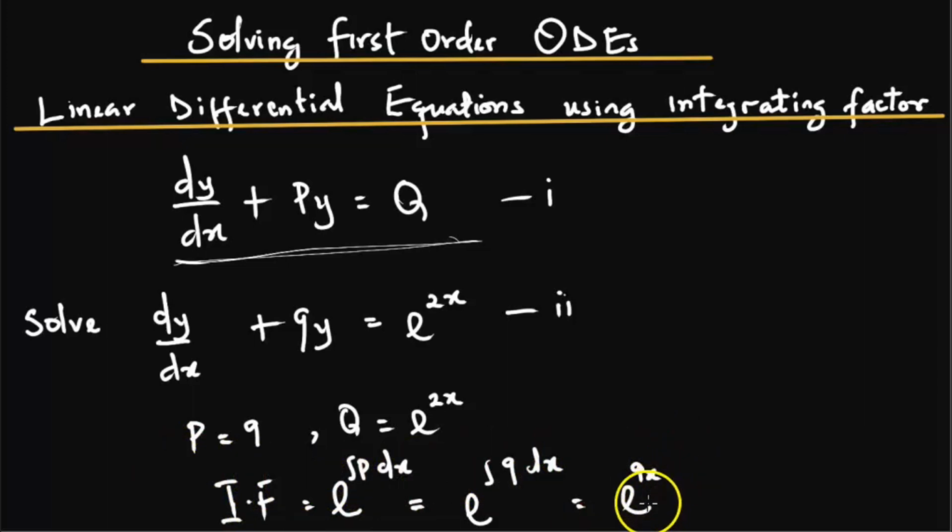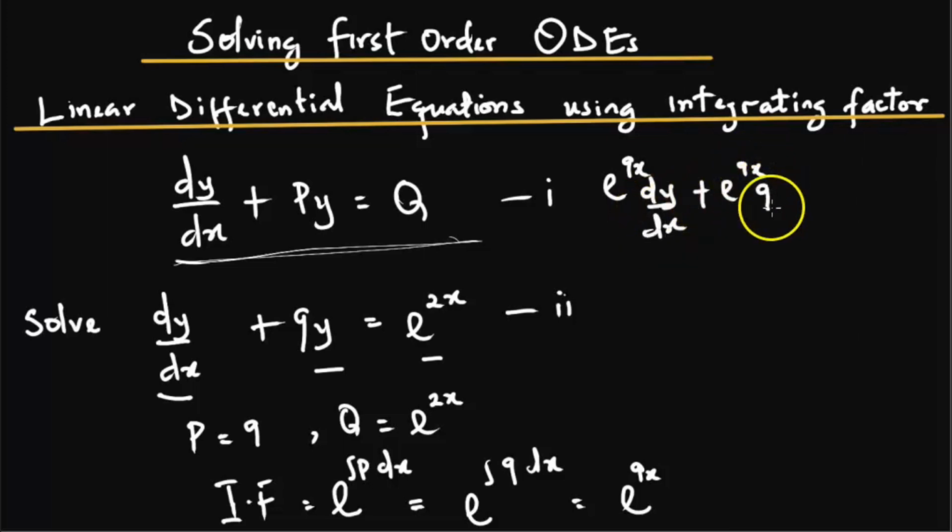The next thing I need to do is to multiply each of the terms by my integrating factor. So I'm going to have e^(9x) dy/dx plus e^(9x) times 9y is equal to e^(9x) times e^(2x). So I've multiplied each of these terms by the integrating factor.